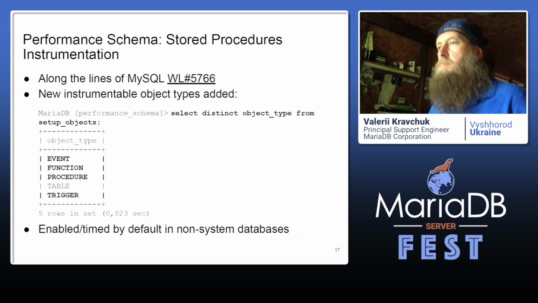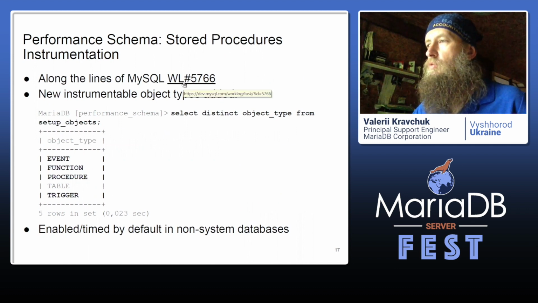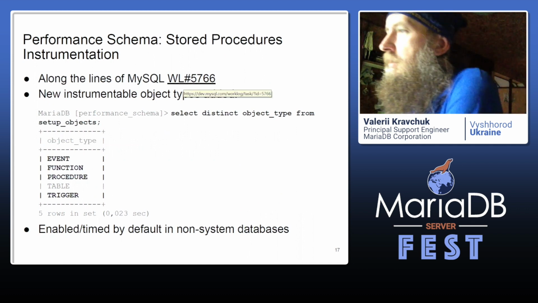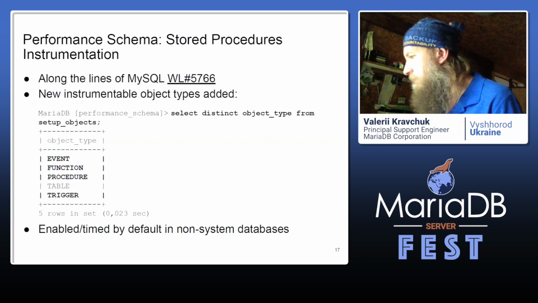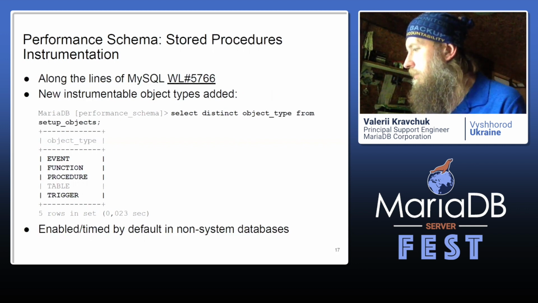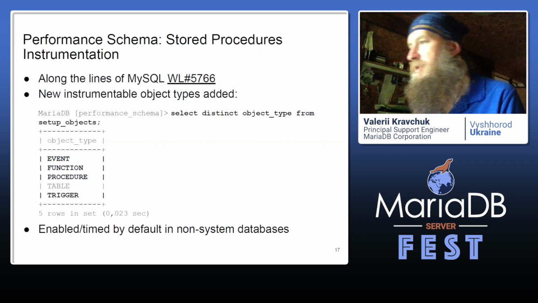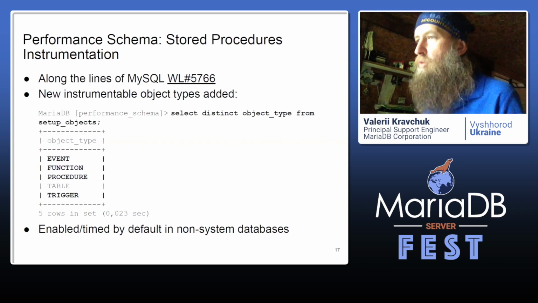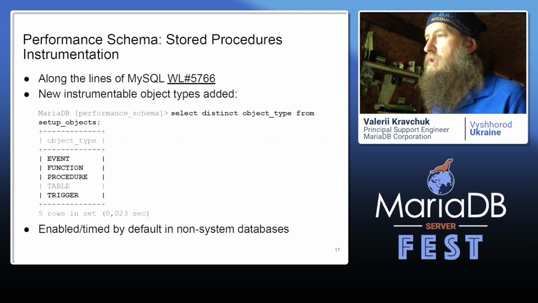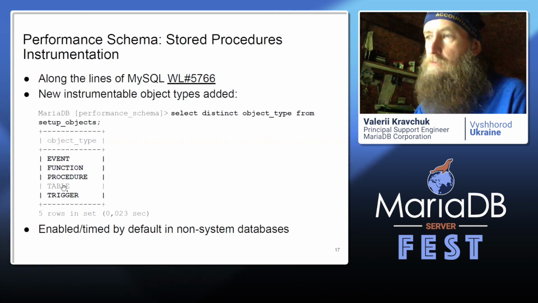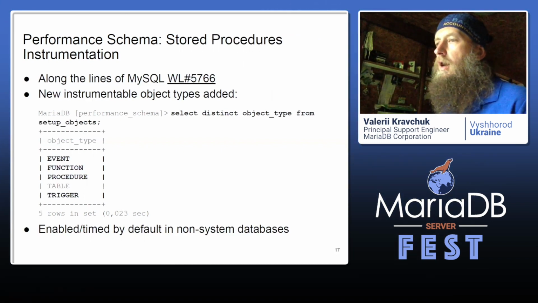Yet another thing is stored procedures instrumentation. I suggest you read and follow this work log from MySQL, the most detailed description. I cannot find anything similar in the MariaDB knowledge base. So if you are not up to reading the code and all the tests and specifications, just read the work log to get the general idea. Previously, there was only one kind of object type that was instrumented. It's a table. A view surely is also considered a table. With this change in 10.5, we added 4 more things instrumented, specifically functions, procedures, triggers, and events.